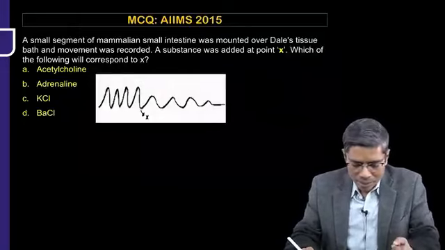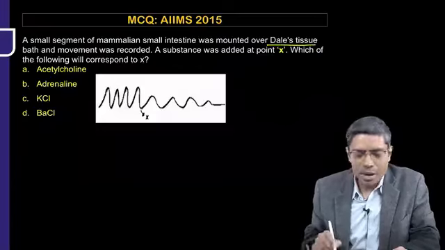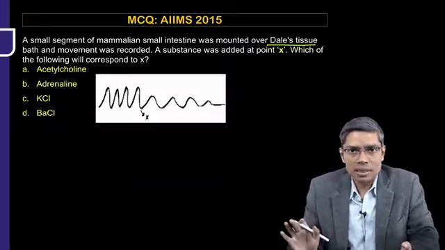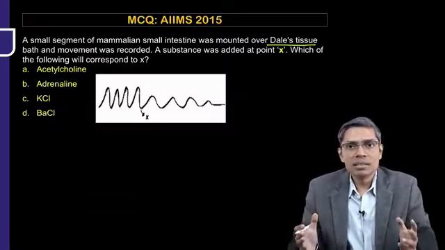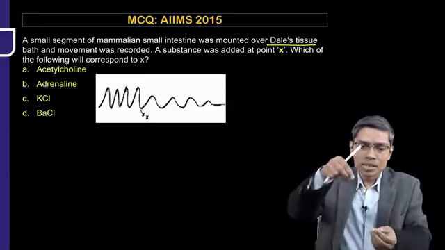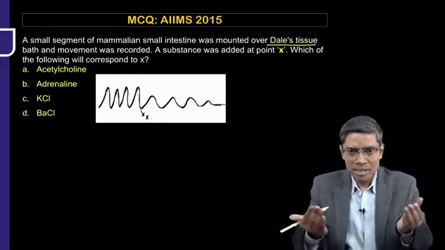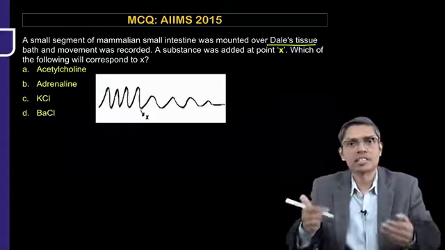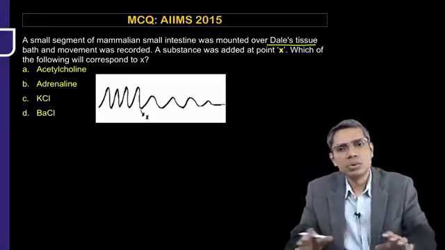A small segment of mammalian small intestine was mounted over Dale's tissue bath. Don't worry about what Dale's tissue bath is. It's an apparatus which is used to study the movement of the GIT. So you take a small part of the GIT, you put that tissue onto this bath, you maintain the temperature of the fluid, you maintain the electrolytes of the fluid, and you study what is happening to the contraction or relaxation of that smooth muscle. That's all. So even if you don't know what Dale's tissue bath is, you don't have to worry.